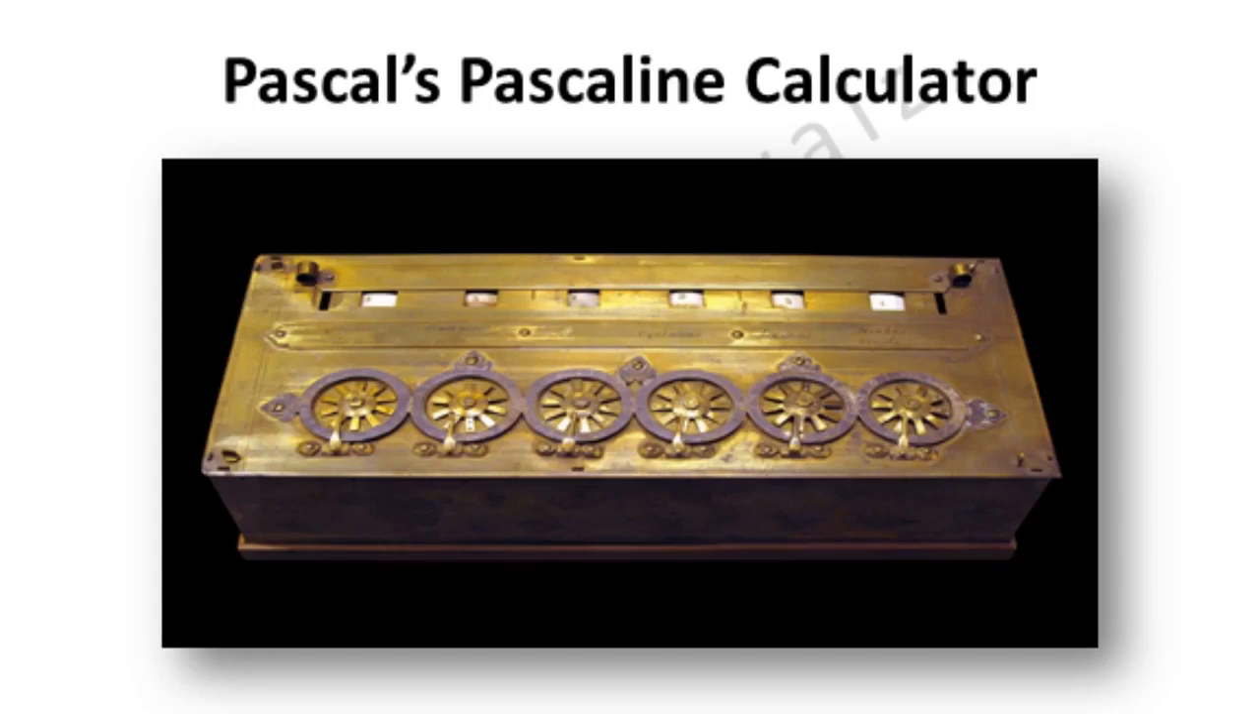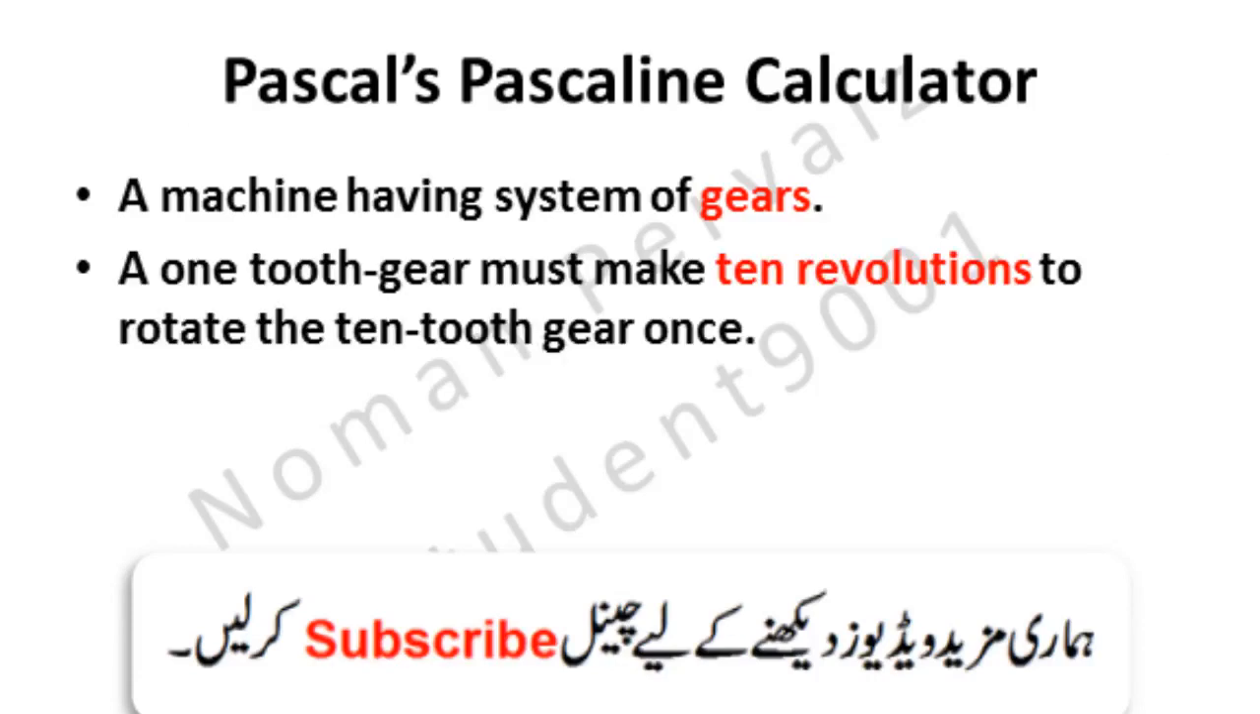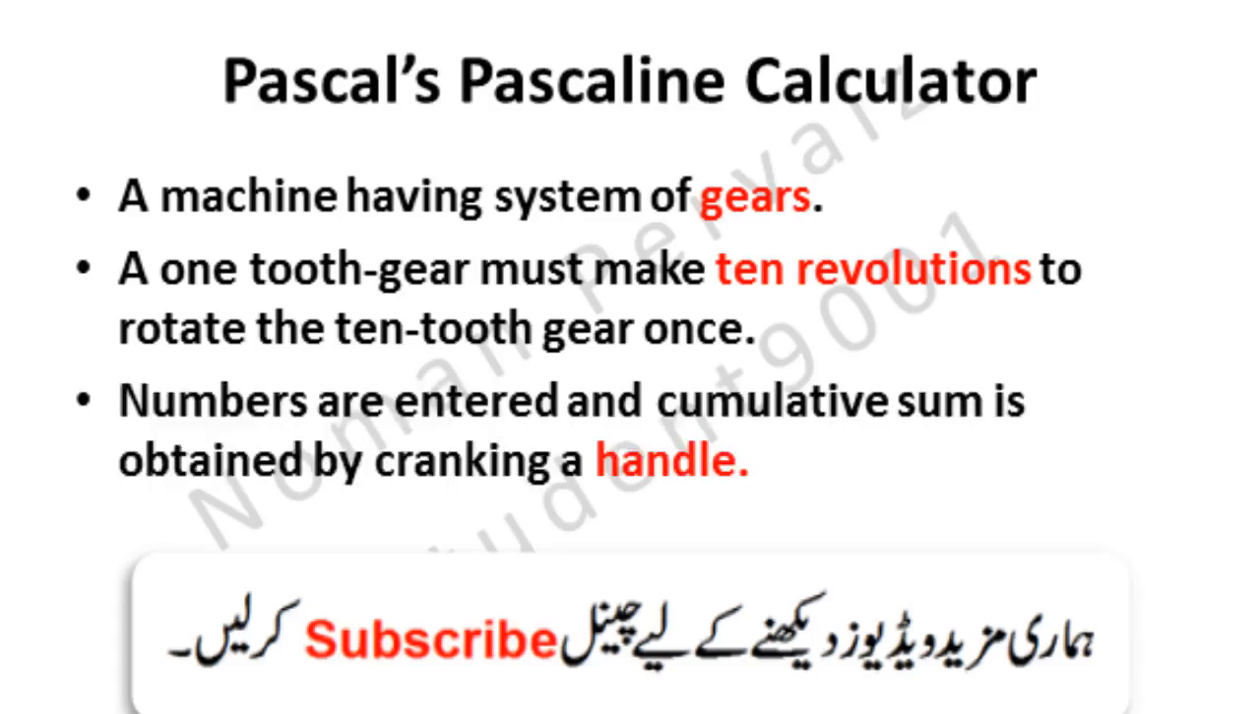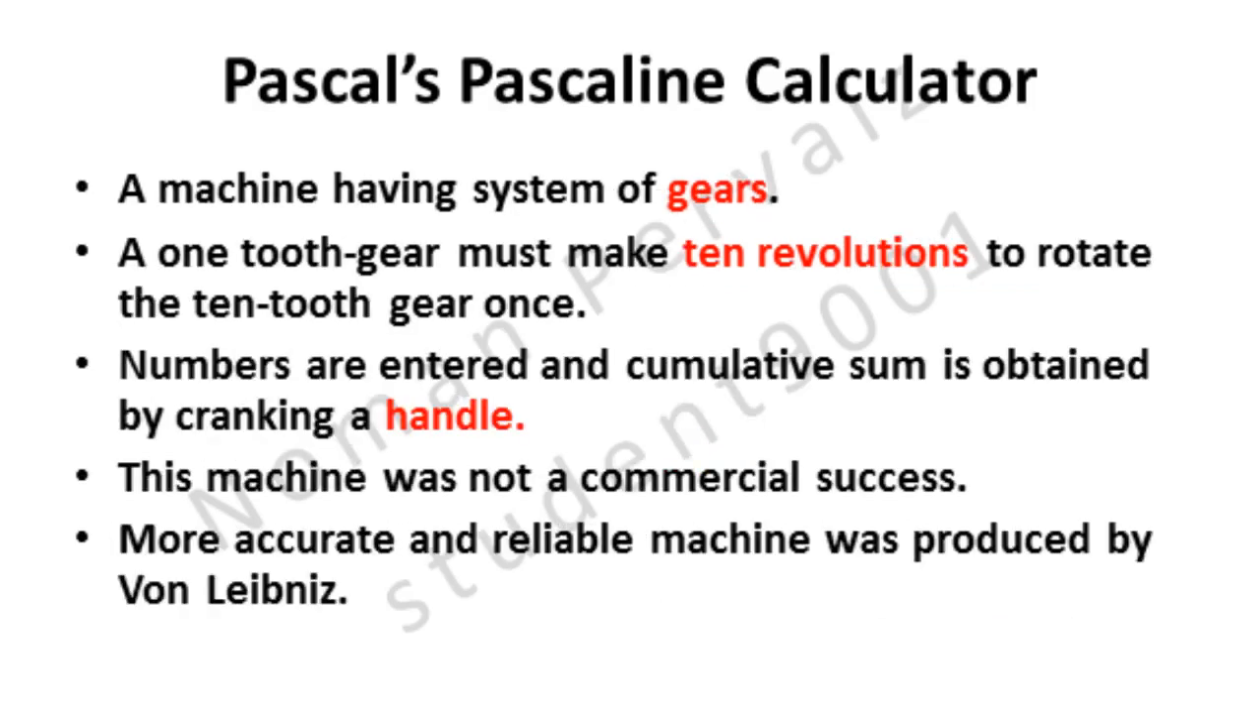This is the picture of Pascal's Pascaline calculator. This is a machine having a system of gears. A 1-tooth gear must make 10 revolutions to rotate the 10-tooth gear once. Numbers are entered and the cumulative sum is obtained by cranking a handle. This machine was not a commercial success. A more accurate and reliable machine was produced by von Leibniz.